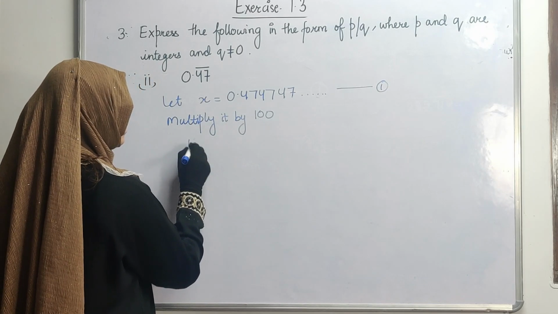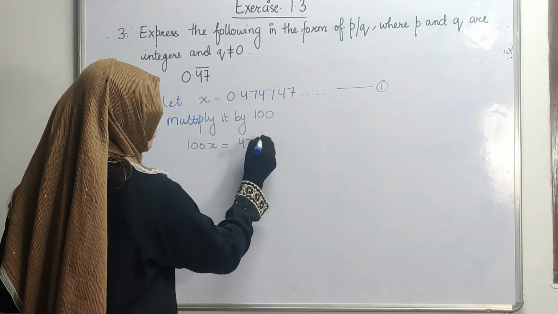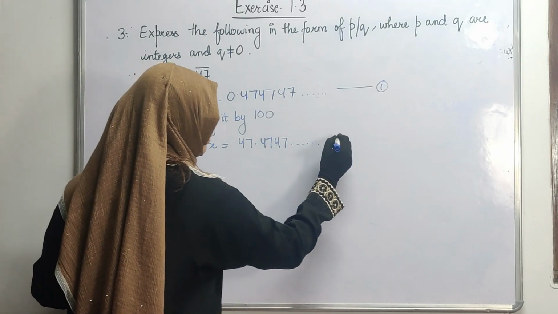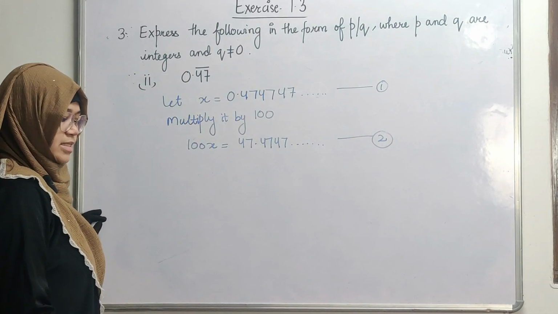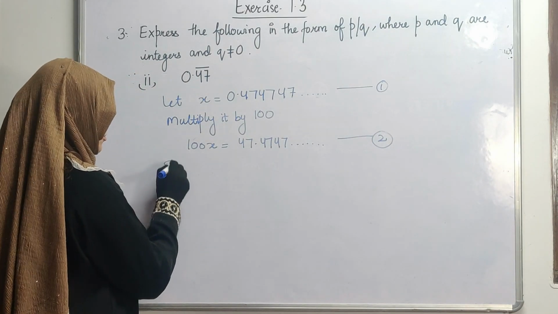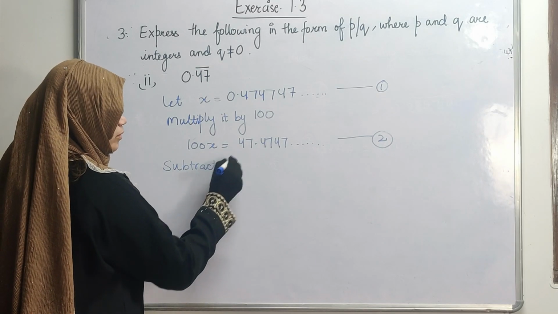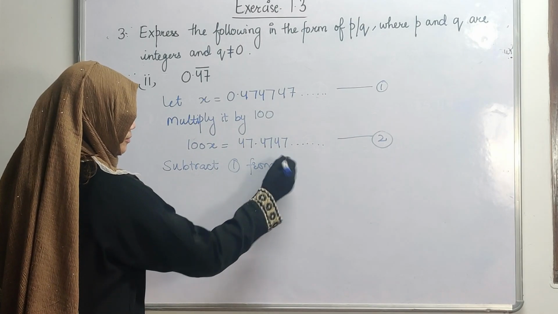What will you get? You get 100x is equals to 47.4747 and so on. This is your equation number 2. Same steps. Subtract 1 from 2.